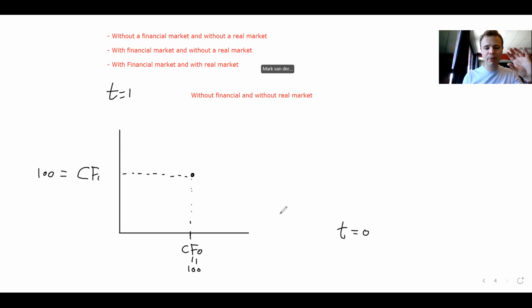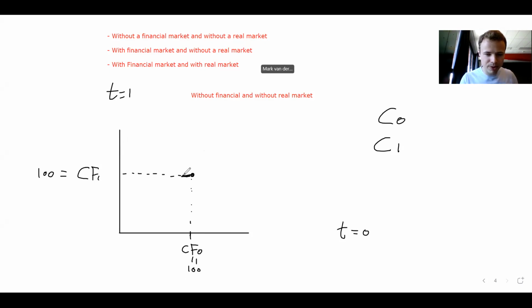So we want to draw all the possible consumption bundles. And one possible consumption bundle is that I just spend what I get. So I get 100 euro today, I consume 100 euro today. I get 100 euro next year, I consume 100 euro next year. So those are called the C0, that's how much I consume today, and the C1, that's how much I consume next year. That's one possible consumption bundle.